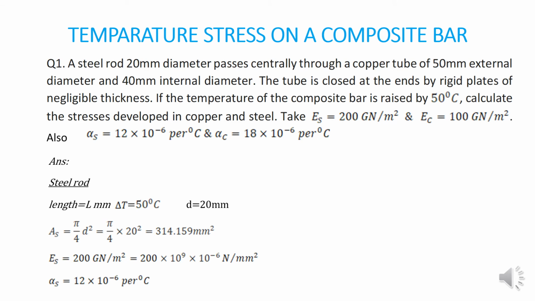The next topic is temperature stress on a composite bar. Till now we were discussing the temperature stresses on railway, rail, road, etc. Now we are discussing the temperature stress on a composite bar. We already know what a composite bar is: a bar consisting of two different materials, where one can be aligned inside another material, or they can be arranged in a parallel manner. So, the temperature stress on a composite bar.